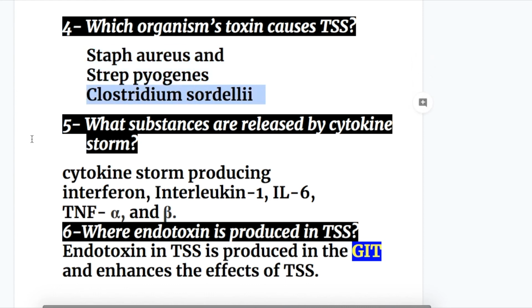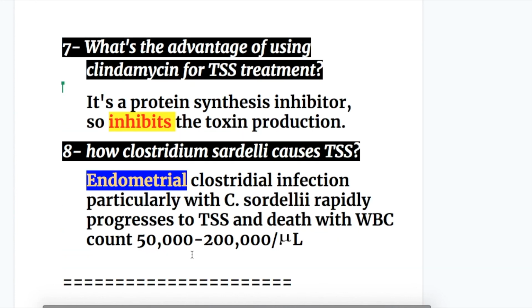Question number 5. What substances are released by cytokine storm? Cytokine storm producing interferon, interleukin 1, interleukin 6, tumor necrosis factor alpha, and tumor necrosis factor beta. Question number 6. Where endotoxin is produced in toxic shock syndrome? Endotoxin in toxic shock syndrome is produced in the GIT. It acts as a synergist for the other toxin produced by the toxic shock syndrome, so it enhances the effects of toxic shock syndrome.